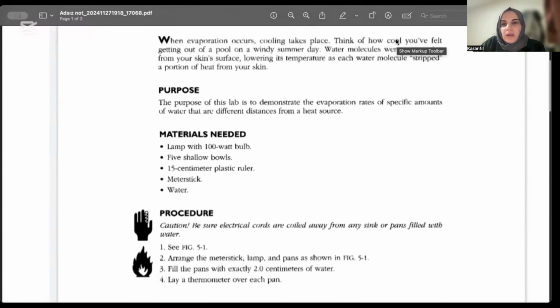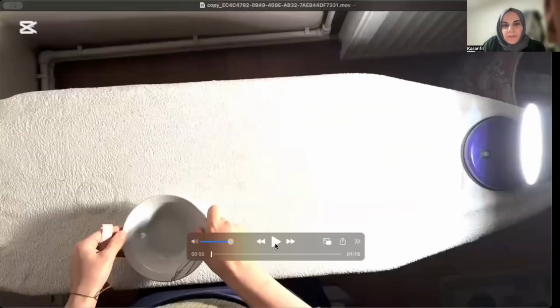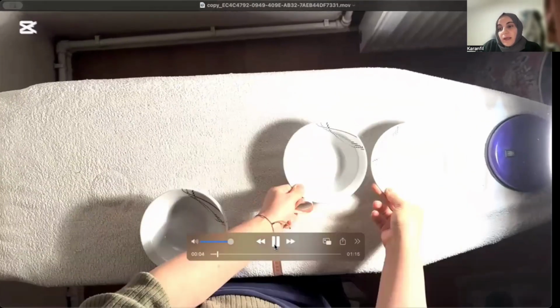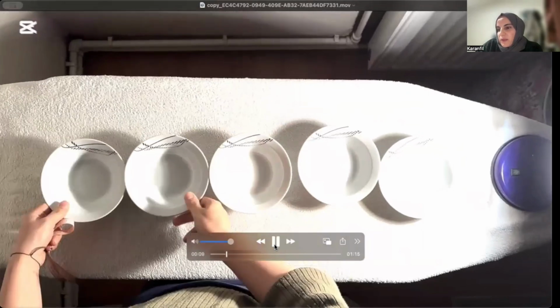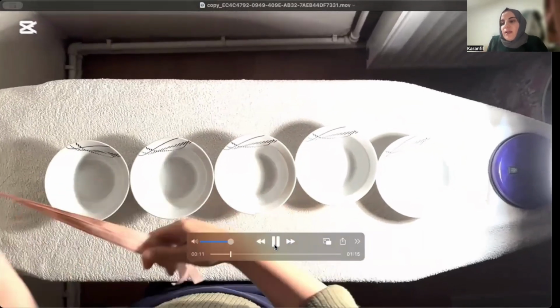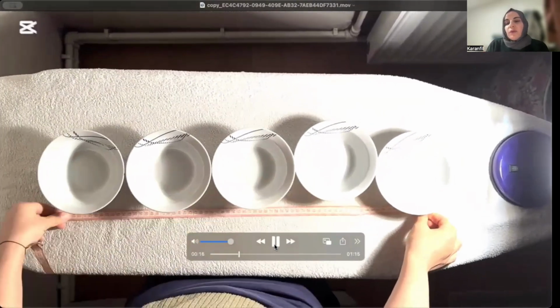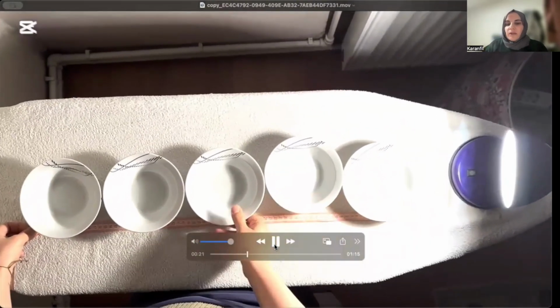I set up my experiment place like this. Let me share my video. I need some experiment materials. First, a lamp with a 100 watt bulb, five shallow bowls, a meter stick, a plastic ruler, a thermometer, and liquid.